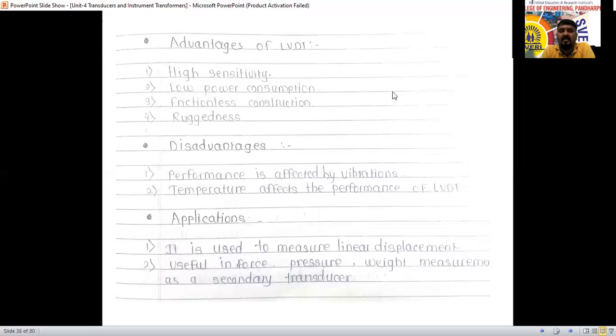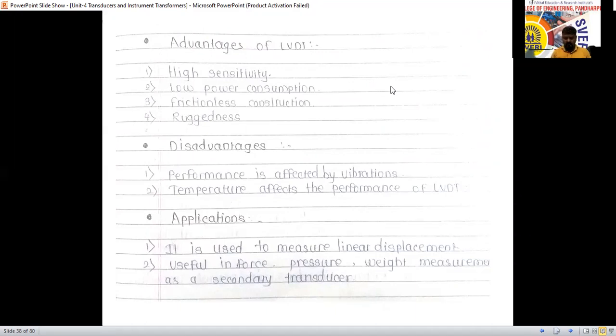See the transformer, I think you have seen it over there. If you are continuously operating the transformer, the temperature will increase. So the temperature will affect the performance of the LVDT, and the vibrations are also going to affect it. Other than this, it has high sensitivity, ruggedness, and no friction. There are no rotating or frictional parts, and no construction errors.